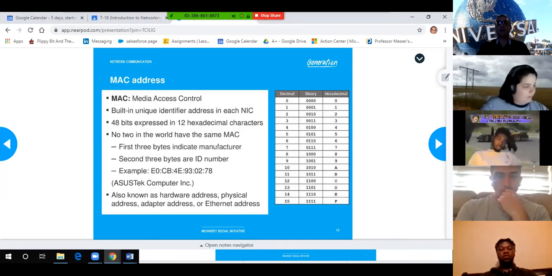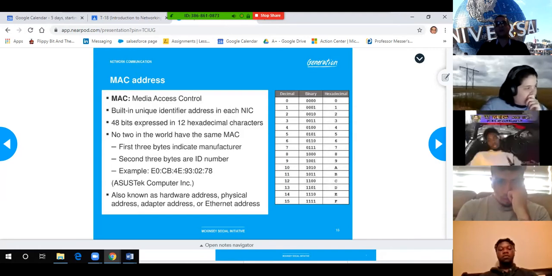Anybody have any questions on what MAC address is and how it is important in reference to where it is and how it speaks in the network and what it's for?